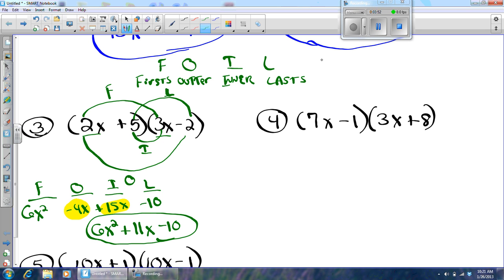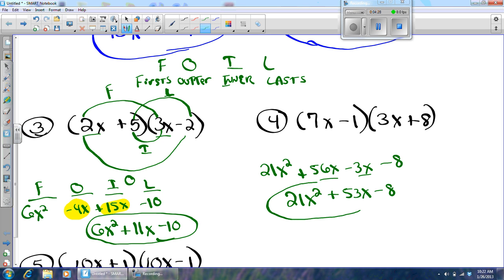All right. I'm not going to do as much work on this one. I'm going to do it a little quicker. If you need to do this much work on a few of the problems, that's fine. You do what you need to do. I'm going to do my firsts. My first will be 7x and 3x. That'll be 21x squared. My outers will get me 7x and 8x, a positive 56x. My inners will get me a minus 3x, and my last will get me a minus 8. I've got some like terms right there. I'll put them together. 21x squared plus 53x minus 8, and there you go.